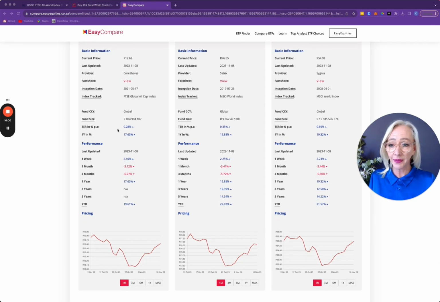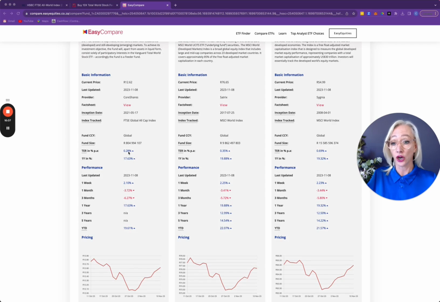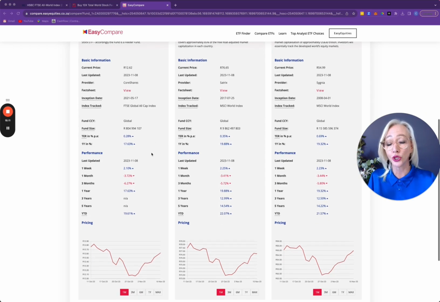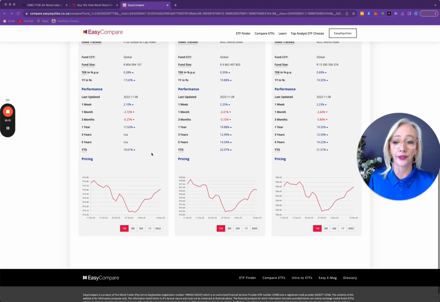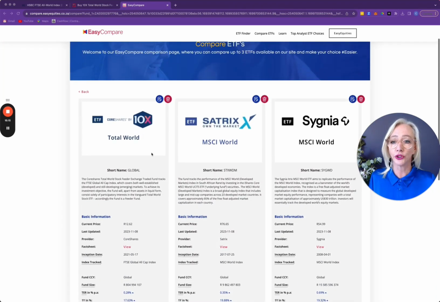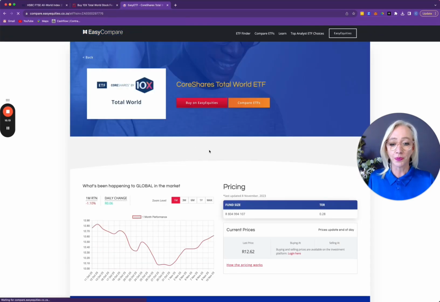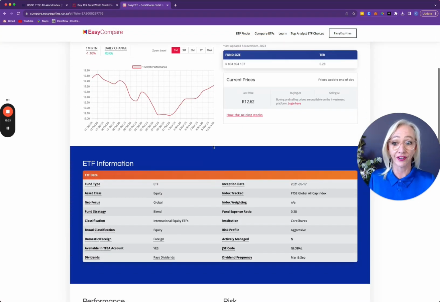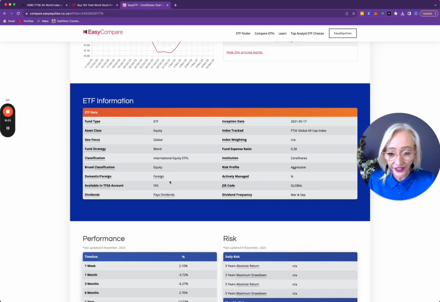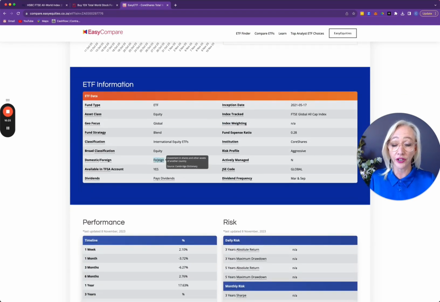But again, similar information. What are you looking for? You're looking at your total expense ratio. And what's cool in this one is this global world fund is actually the cheapest fund. It's got the lowest total expense ratio, these ongoing charges. So then you can click on this one specifically, and it goes back to that, and you can look at the fund fact sheet. What are more details on here? You'll see it's an international equity fund.